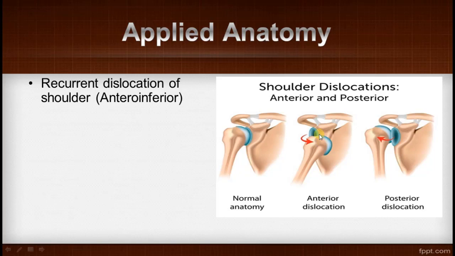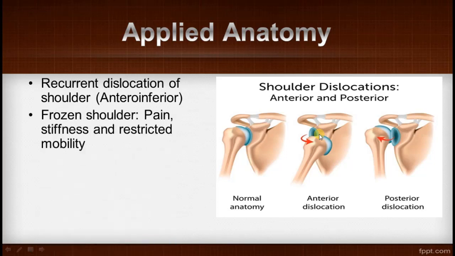Or sometimes the glenoid labrum is damaged, and that is called the Bankart lesion. So the Bankart lesion is the damage of this structure. And when this anteroinferior dislocation occurs very commonly again and again, that is called the recurrent dislocation of the shoulder.